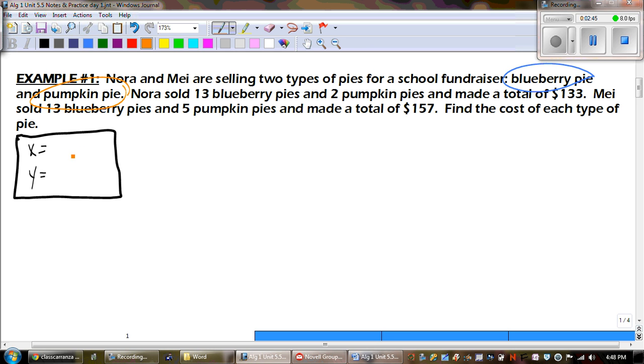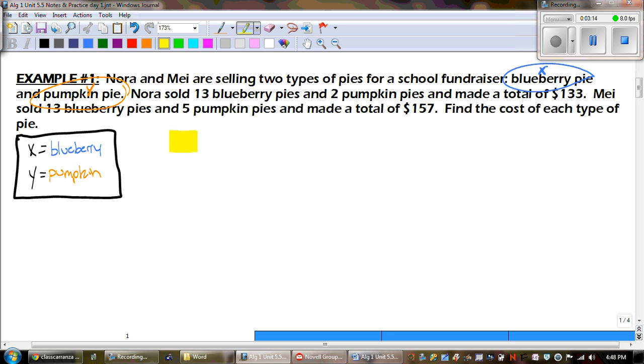and there's pumpkin. So what I normally like to do is whatever word or thing comes first, that's what I like to make my x. So my x is going to be blueberry. And then my y is going to be the second thing they talk about, which is the pumpkin. Okay, now the next thing we need to do is set up two equations.